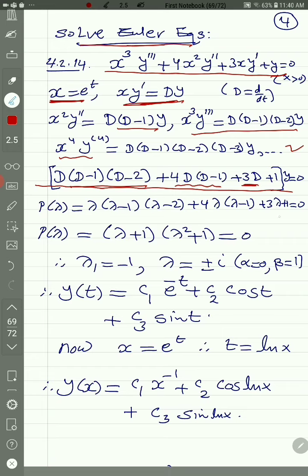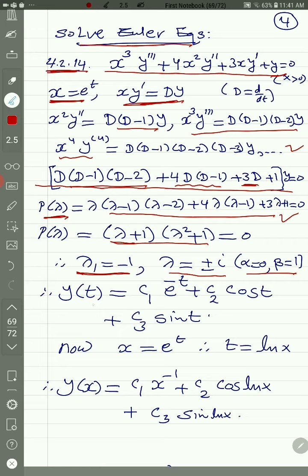As I said, you can write the polynomial p of lambda by replacing D by lambda. Okay, and you can factorize this very easily to this one. And you get this is the first root, and the second will be 2 complex. So alpha equals 0 and beta equal to 1. So this is number 14, the exercise in the book.